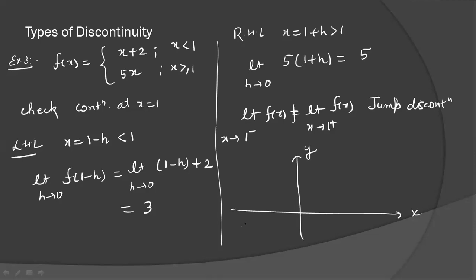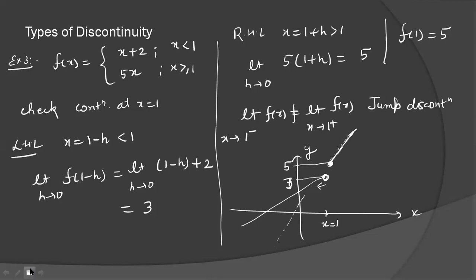x plus 2 will look like this, and up to x less than 1 the graph is this. And at x equal to 1, in the neighborhood, if you draw the graph of 5x it will look like this, but you are interested from x greater than or equal to 1. In the left neighborhood you are getting 3, but in the right neighborhood you are getting the value 5. At x equal to 1, the value is 5. So at x equal to 1 we are getting a circle here because it is jumping to 5 at x equal to 1. But in the left neighborhood of x equal to 1, the value is 3. In the right neighborhood and at x equal to 1, the value is 5. So the graph is jumping here. This is called jump discontinuity.